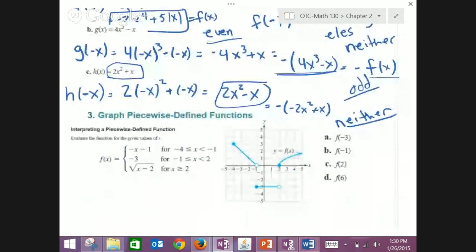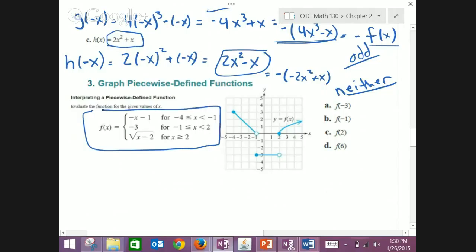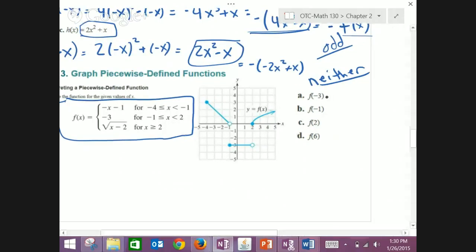But at this point, we're just classifying as even, odd, or neither, or symmetric with the x-axis, symmetric with the y-axis, or symmetric with the origin. The next thing we talk about is, again, more notation. Graph the piecewise defined function. They give you a piecewise defined function, and they also give you the graph, and they have you evaluate it at 4 points.